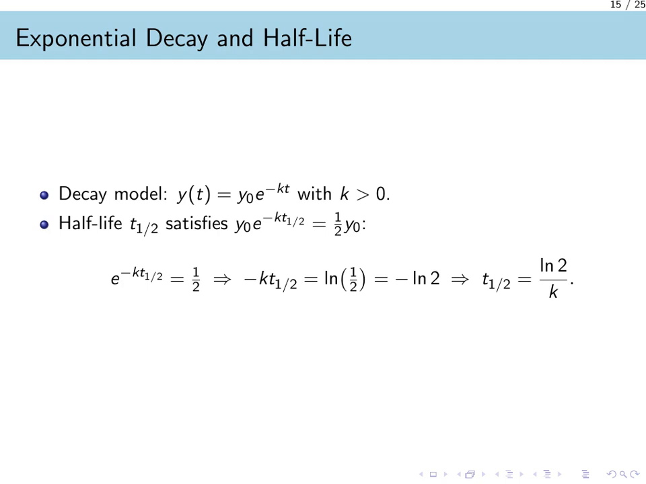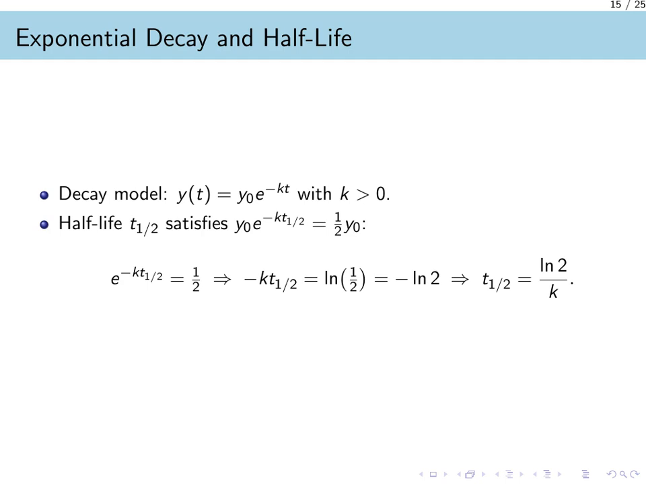Let us derive the universal formula for half-life, which reveals a truly remarkable property of exponential decay. We begin with the definition. Half-life is the time it takes for an initial amount of a substance, y naught, to decay to exactly 1/2 of its starting value. We can write this as an equation where y naught times e to the power of negative k times the half-life equals 1/2 times y naught. The crucial insight here is that the initial amount y naught cancels from both sides, meaning the half-life does not depend on how much substance you start with.